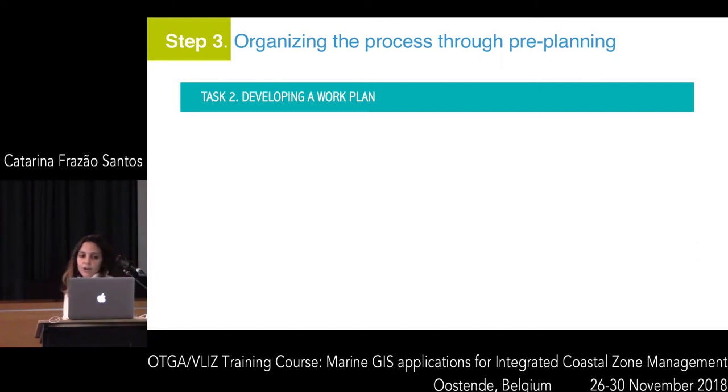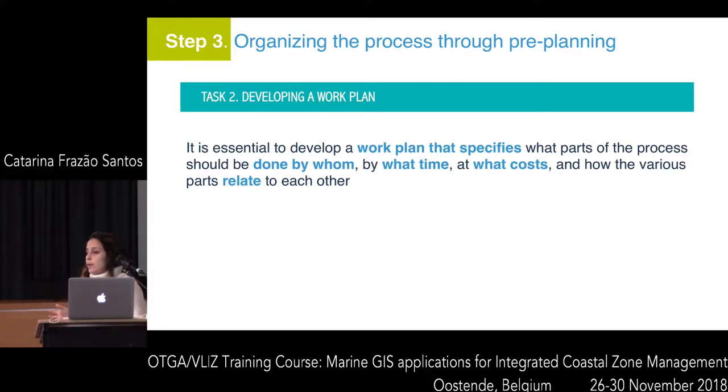The second task of this step is developing a work plan. This is an essential part of developing MSP. Well, most of the tasks and the steps are essential, and that's why they are in the guide, but still. Developing a work plan will help organize the efforts to really attain the marine spatial plan. So a work plan has to be very specific, and it has to clearly state what parts of the process will be done by whom, by what time, and at what costs, and how the different elements involved in the plan relate to each other.